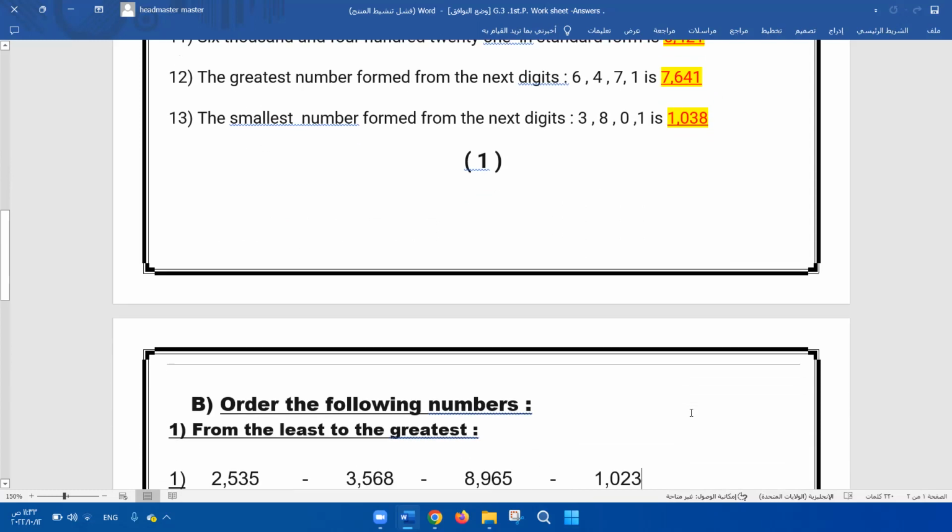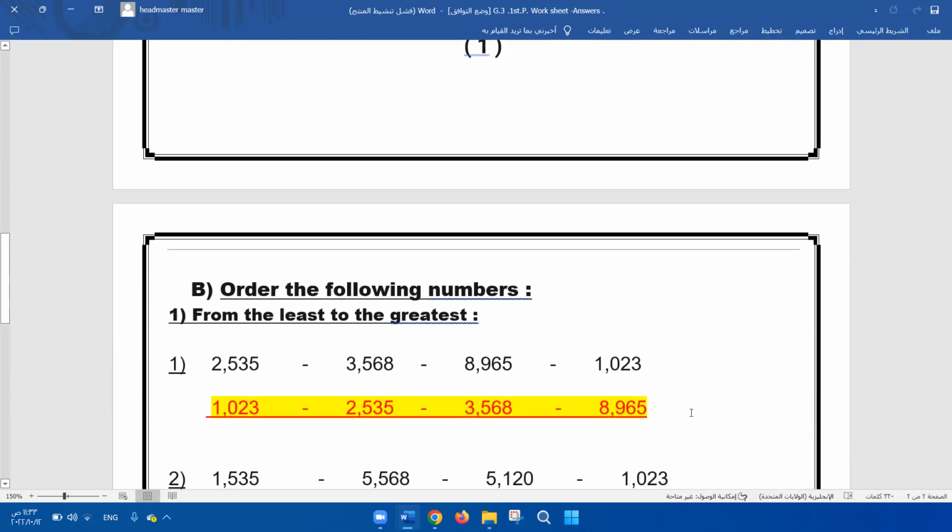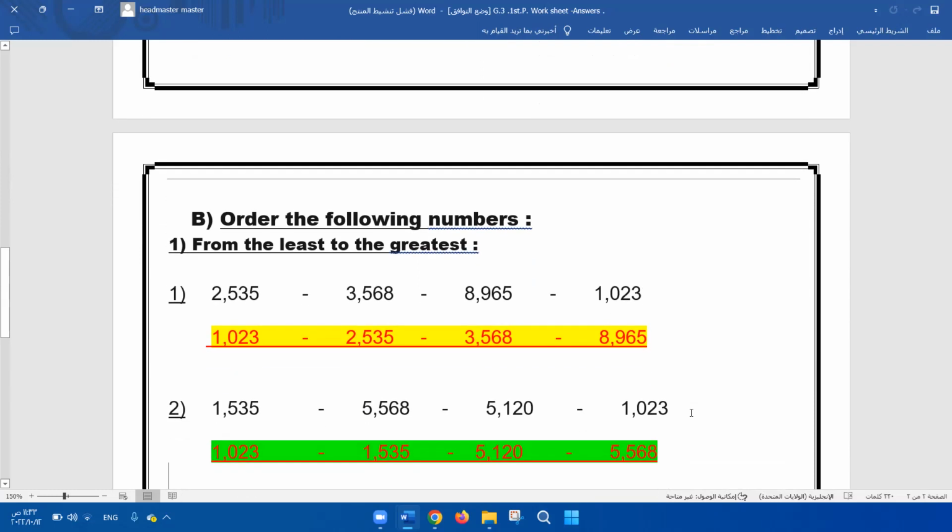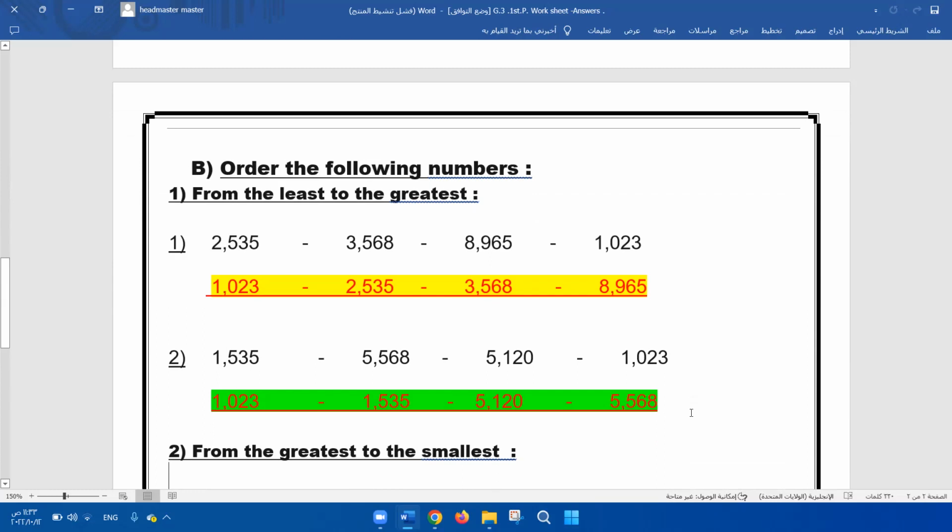Let's go to the next page, page number 2. Question B, order the following numbers. Question 1, from the least to the greatest. How can we find the smallest number first, then the greatest? We start from the left digit here. The first number has 2, the second has 3, the third has 8, and the last has 1. What will the smallest number be? The number which has 1 in the thousands place. So the first, smallest number is 1,023.